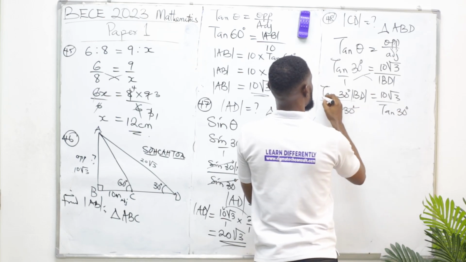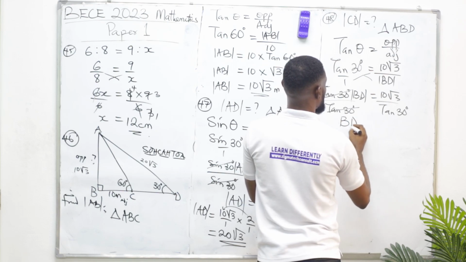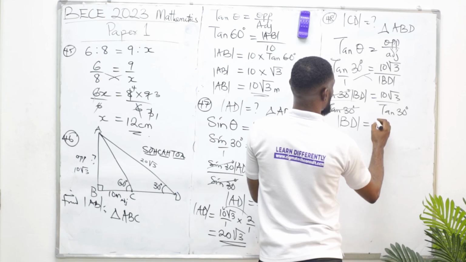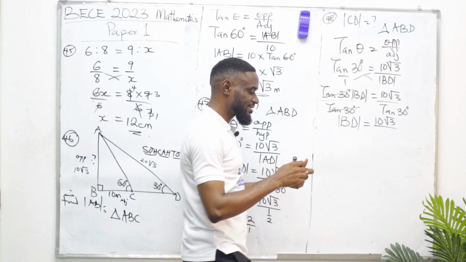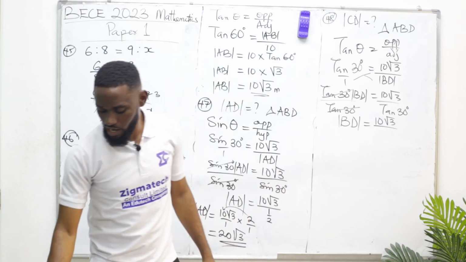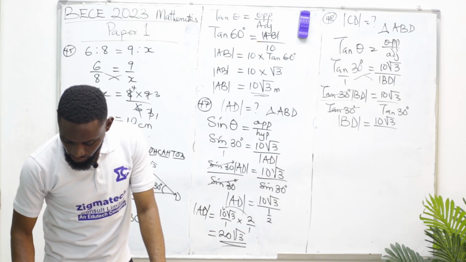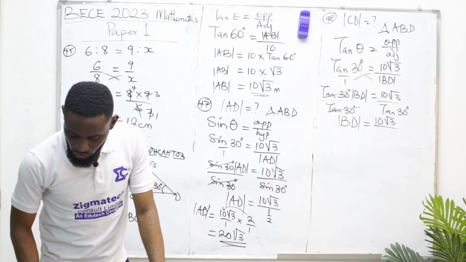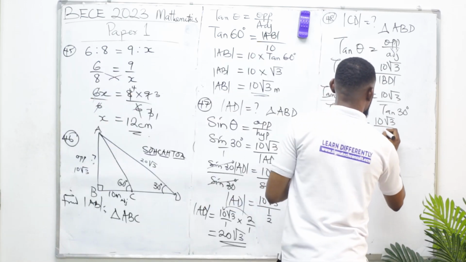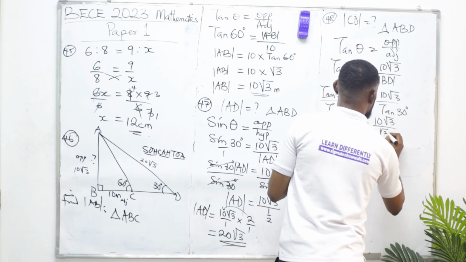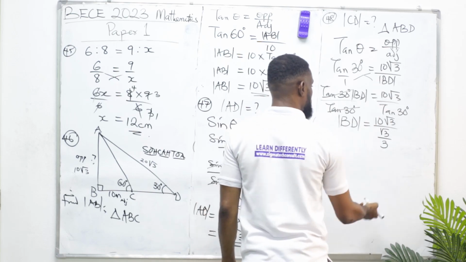So tan 30. So we have BD equal to 10 root 3 over tan 30. What is tan 30? That is the question you ask. So you go to your calculator and you punch tan 30. It will give you root 3 over 3. So it's equal to root 3 over 3. Okay, two fractions dividing themselves.